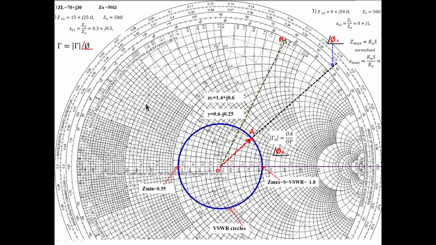So how to find the magnitude of the reflection coefficient? Tau is a complex number. It has a magnitude and a phase. To find the magnitude, we should measure the distance from the center of the Smith chart to the load point. That is OA here. And measure the distance from the center of the Smith chart to this outer circle, up to this. Measure the distance using the scale on your hard copy, how many centimeters from here to here. Take the ratio, that gives the reflection coefficient magnitude.